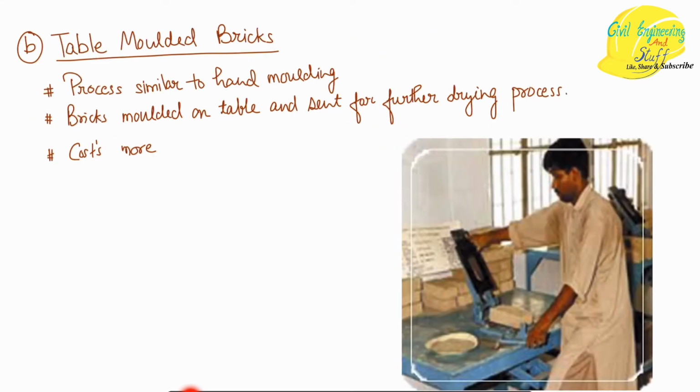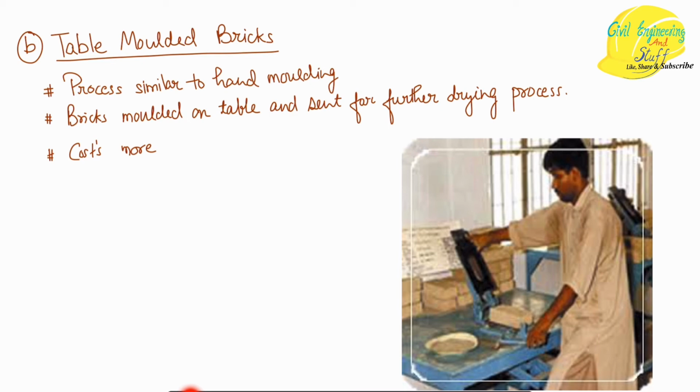Then we have table molded bricks, which is basically a bit more sophisticated version of the hand molded technique. We have a pressing machine. We take the mold, we put the clay in it, and we have a machine through which we can press, right? So that a more compacted and better molded brick material is obtained.